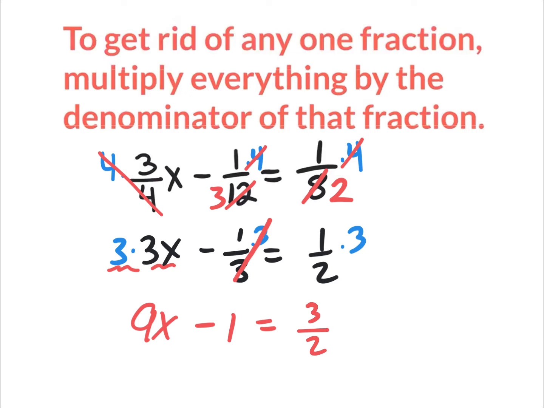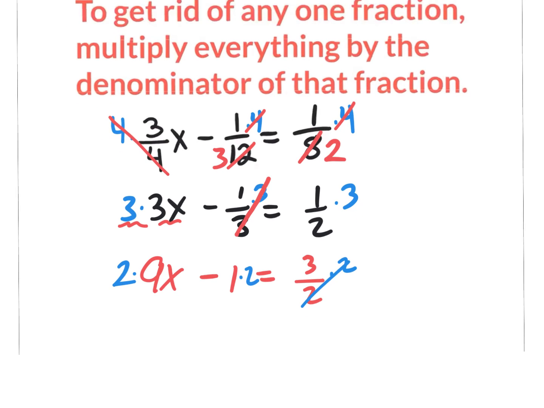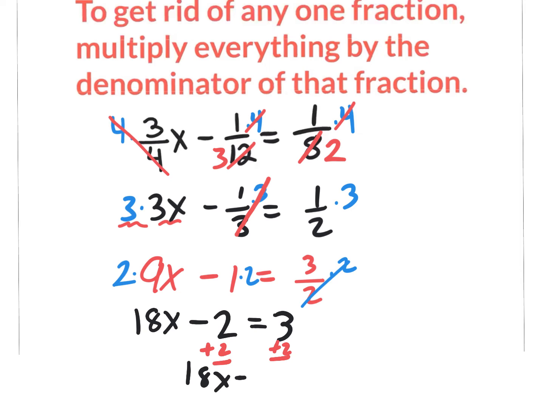So we have the third fraction to get rid of, right? We already got rid of 2 of them. We're at the last fraction. What do I do to get rid of that last fraction? Multiply everything by 2. This times 2 cancels out. The 1 times 2 and the 9 times 2. So our new equation will be 18x minus 2 equals 3. And then from there, you just do what you always do. Plus 2, plus 2. You end up with 18x equals 5. Divide by 18 on both sides, and x equals 5/18.